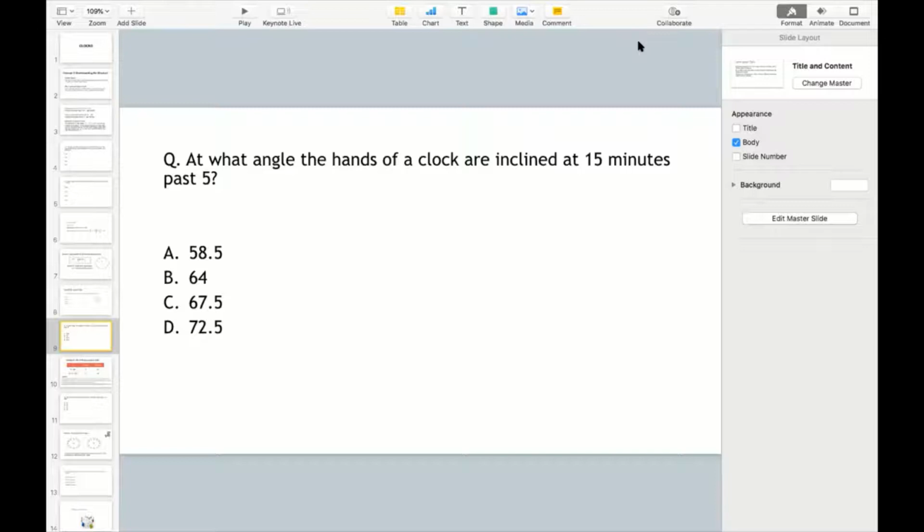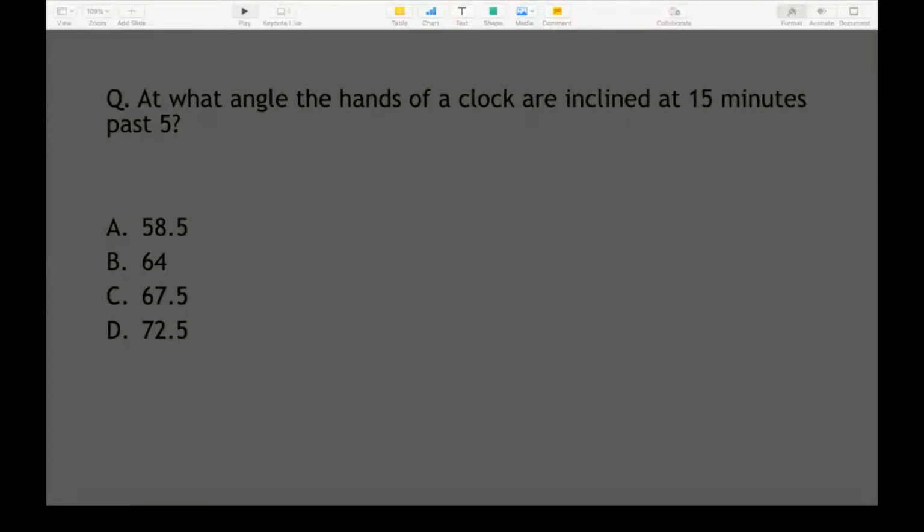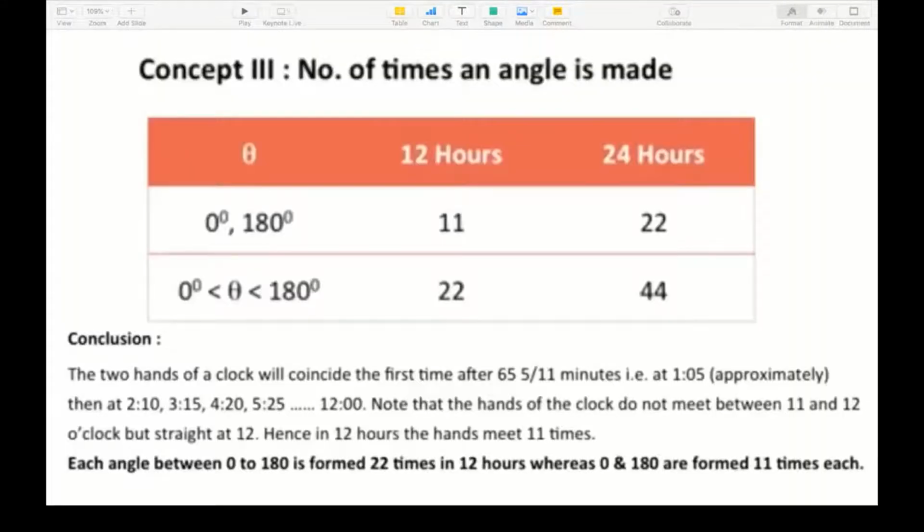to 11:59 a.m. They don't have a coinciding position there. They don't have a coinciding position between 11 and 12, because when the hands of the clock try to coincide in that slot, it is exactly 12 o'clock. So that is the slot where you don't have a coinciding position, and that is why we say that the hands of a clock make 0 degrees 11 times in 12 hours.